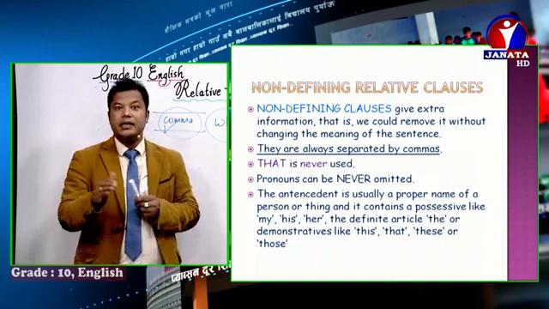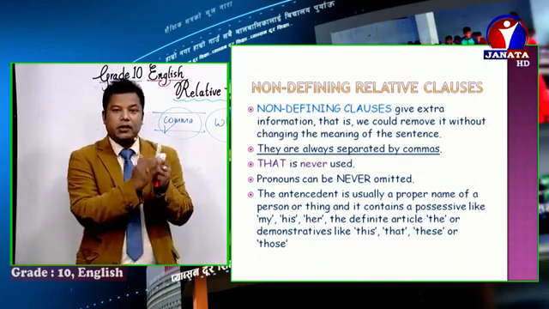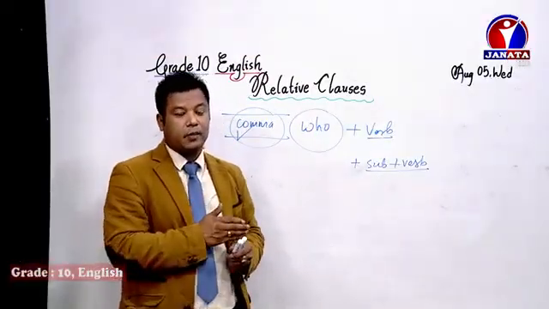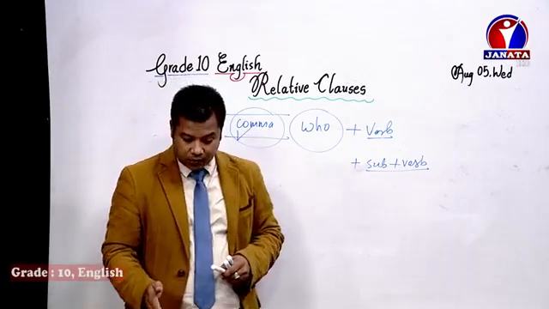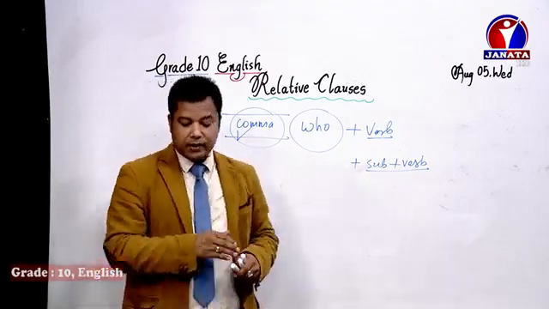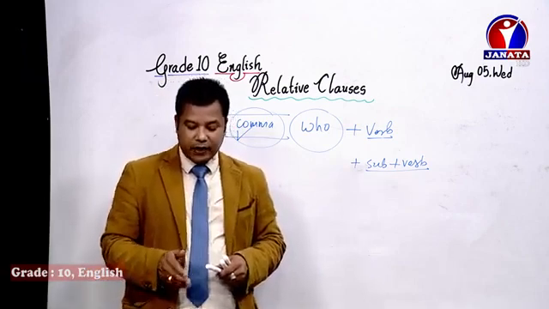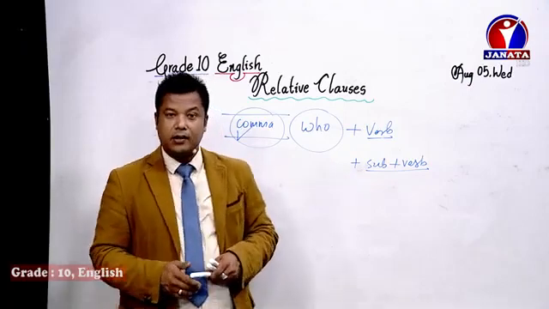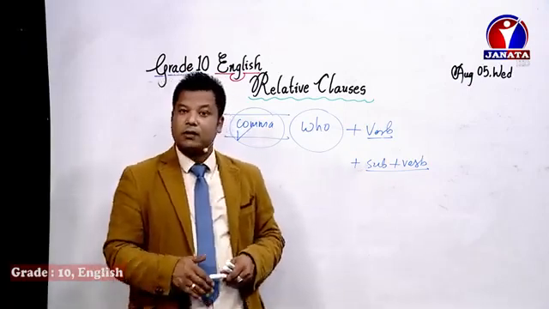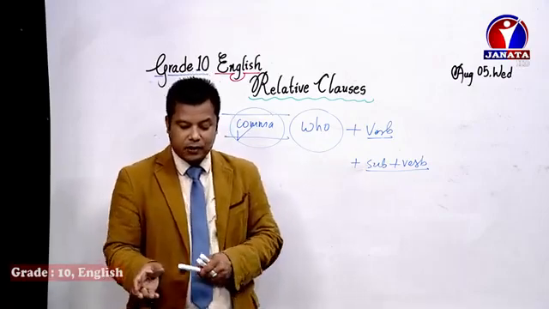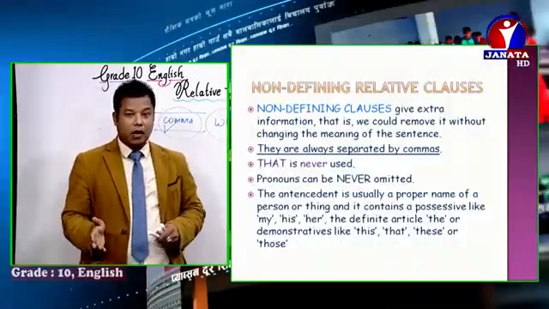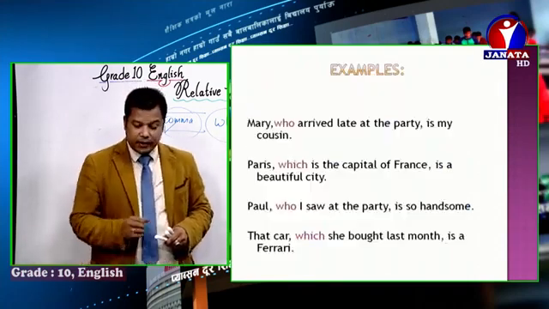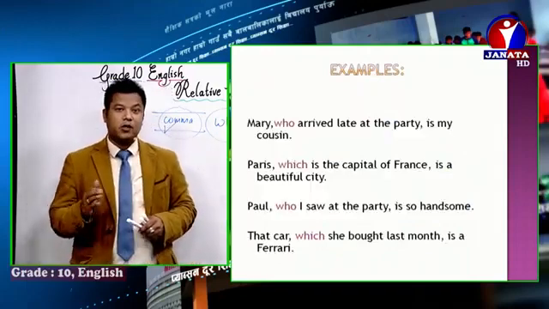Pronouns can never be omitted because they are always used with the subject-verb technique, and therefore you should never remove the relative pronoun when using non-defining relative clauses. The antecedent is usually a proper name of a person or thing, and it contains a possessive, like my, his, her, the definite article, or the other demonstratives. You must have learned these technical terms, possessive cases and demonstrative cases, in grammar. I will not be discussing these right now because that is not my purpose. So look at these examples and understand the concept of using non-defining clauses.